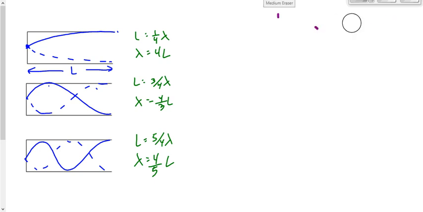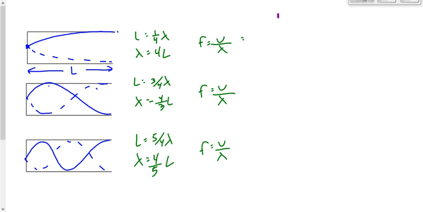Let's say for each of those, V is equal to F times lambda, or F is equal to V over lambda. Let's replace lambda with, in this case, 4L. That's the frequency of the first harmonic. Remember the frequency of the first harmonic for the last one? What was it? V over 2L. This time it's V over 4L.